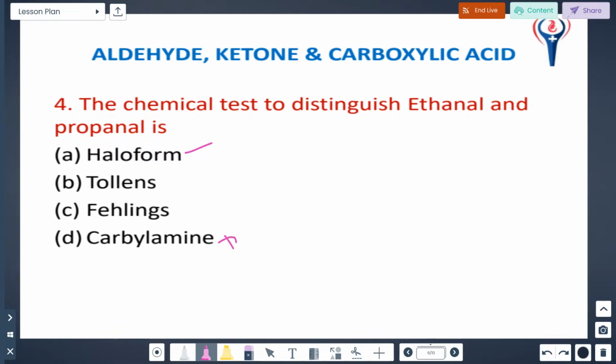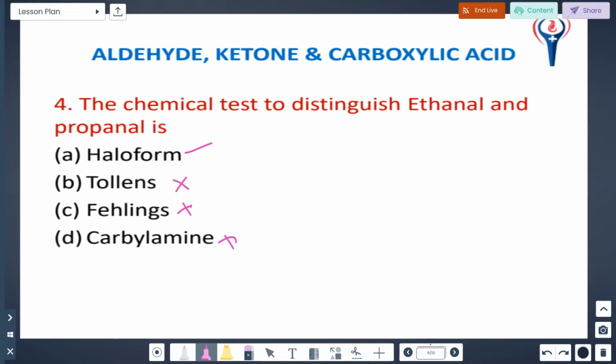Tollens' and Fehling's tests are tests for aldehyde, but both compounds are aldehydes. Our aim is to differentiate the two compounds. Which test is going to differentiate them? Tollens' also answers this one, and Fehling's also answers this one, so these will not work. Only the iodoform test will work.